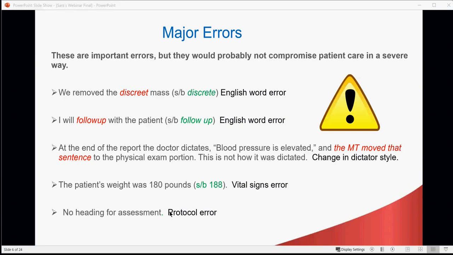No heading for assessment. That is a protocol error. On the next slide, we're going to go over some of the protocol errors, but basically a protocol error is any error that is a format or requirement of the account specifics that we did not follow. Our account specifics say to make a heading for assessment even if it's not dictated. We didn't. That is a protocol error or account specific error.